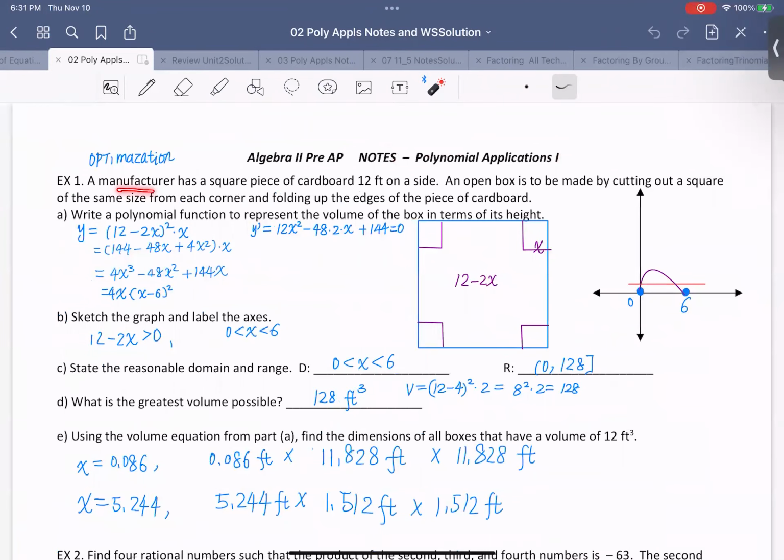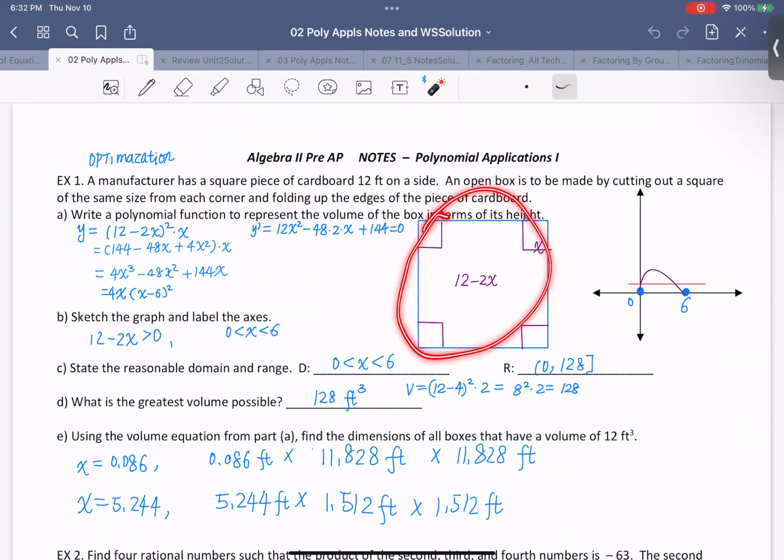Here there is a word problem. It tells you there is a square piece of cardboard. Each side is 12 feet, and you want to cut each corner. Each corner is going to be a small square. And then they ask you to write a polynomial function to represent the volume.